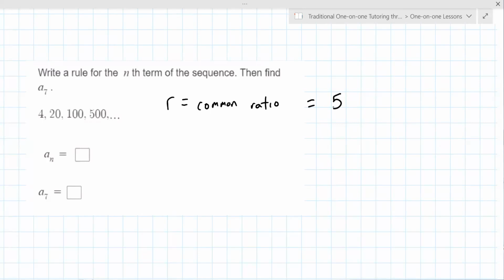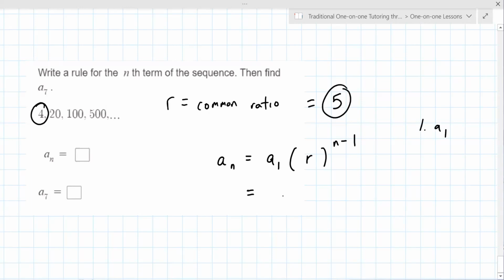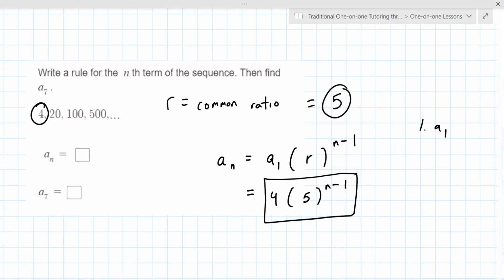I got 5. You got 5. Great. So for geometric, which I guess this doesn't say, but for geometrics, AN is A1 parentheses R to the n minus 1 power. Notice you need 2 things: A1, which is the first term, and R, which you just found. So your AN is 4 parentheses 5 to the n minus 1 power. Go ahead and enter that for that first box, and then I'll show you how to determine that value using the Desmos Scientific calculator.